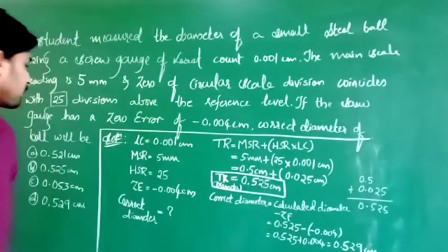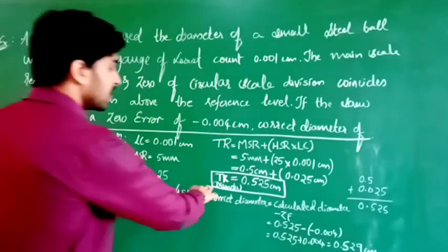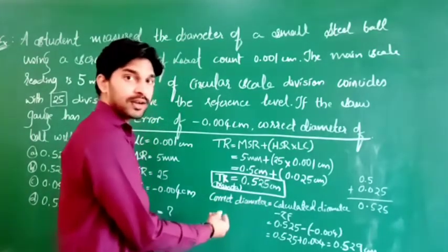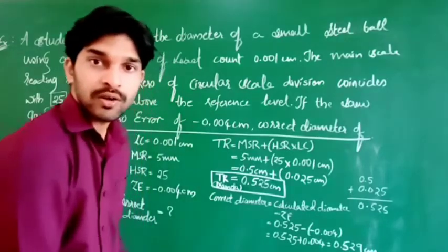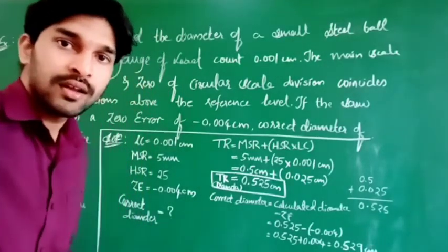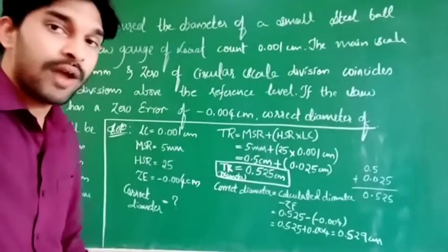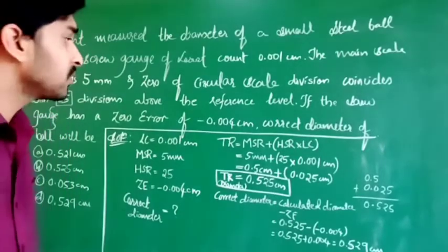Clear? So first you have to calculate the simple diameter. Next you have to go for the corrected diameter. Here I hope you are not able to see this. One second. Okay, now are you able to see? The corrected diameter is 0.529 centimeter. Clear? So you can note this down.